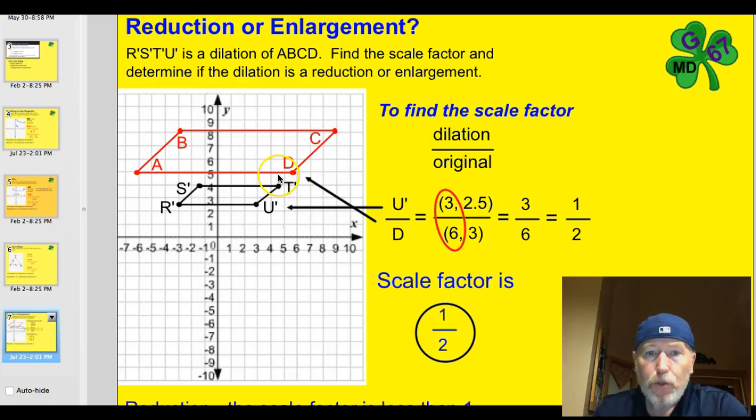Corresponding points, U and D. We're going to put the dilation over the original. So U prime over D. Dilation over original, DO, just do it. So U's values are 3, 2.5. Here's my XY, and here's my XY for D. So I've set up my little pair.